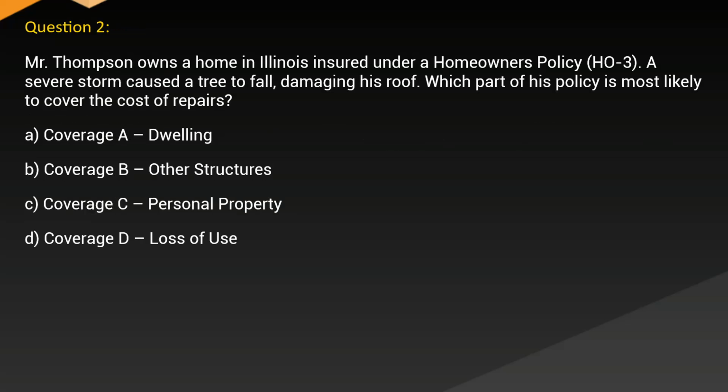Question 2. Mr. Thompson owns a home in Illinois insured under homeowner's policy HO3. A severe storm caused a tree to fall, damaging his roof. Which part of his policy is most likely to cover the cost of repairs? A. Coverage A, dwelling. B. Coverage B, other structures. C. Coverage C, personal property. D. Coverage D, loss of use.